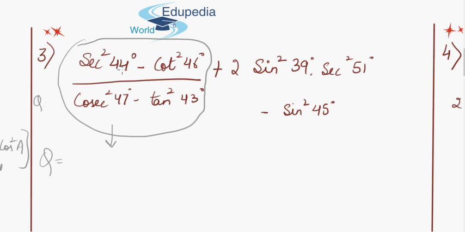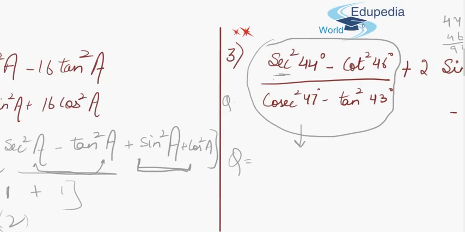So Q, this first part. Here again you see that 44 plus 46 is nothing but 90 degree. Similarly in the denominator, 47 and 43 will add up to give 90 degree. So again you are prompted to apply complementary ratios here because of the sum being equal to the complement 90 degree. So apply here the complementary rule.